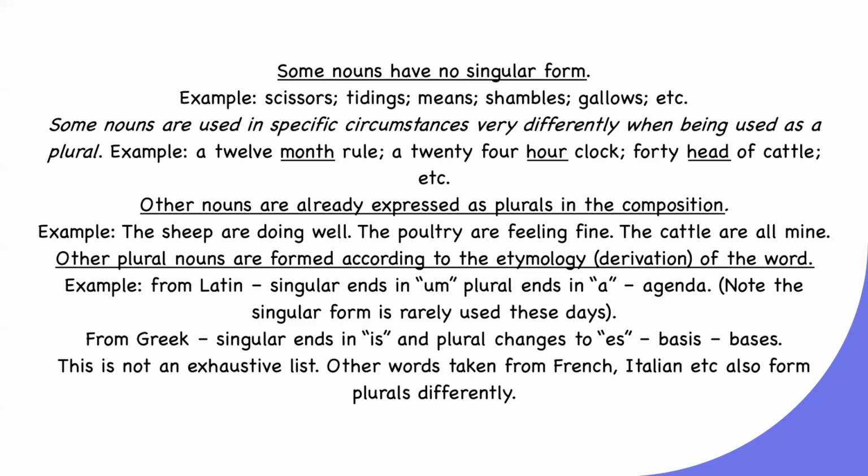Other plural nouns are formed according to the etymology, that is, the derivation of the word. For example, if they're from Latin, the singular ends in um, which makes a plural ending in a, which is a gender. But we rarely use the singular form these days. From Greek, the singular ends in is, and the plural changes to es, so basis becomes bases. This isn't an exhaustive list. Other words taken from French, Italian, etc. also form plurals differently.